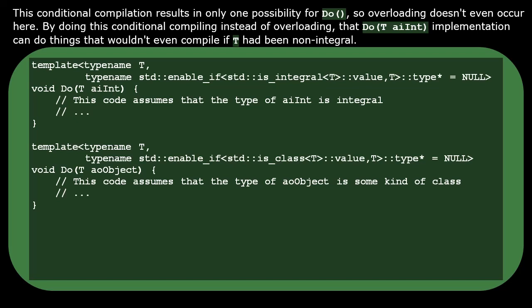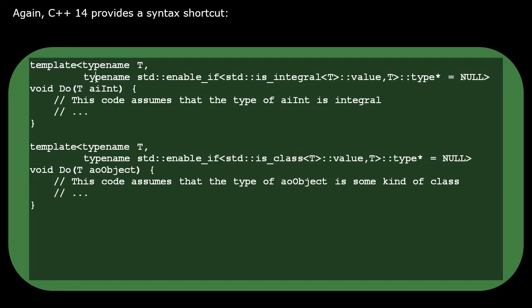Technically, there isn't any function overloading going on here. Because of the conditional compilation, only one or the other implementation exists for a given template specialization. Again, C++14 provides an unimportant syntax shortcut.